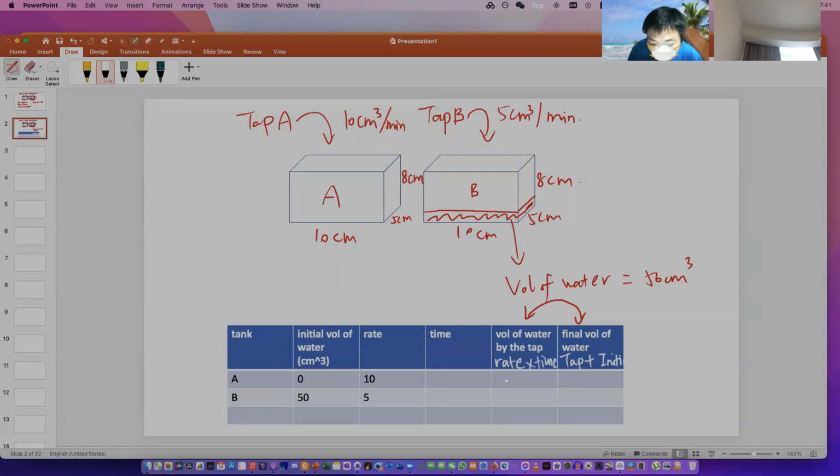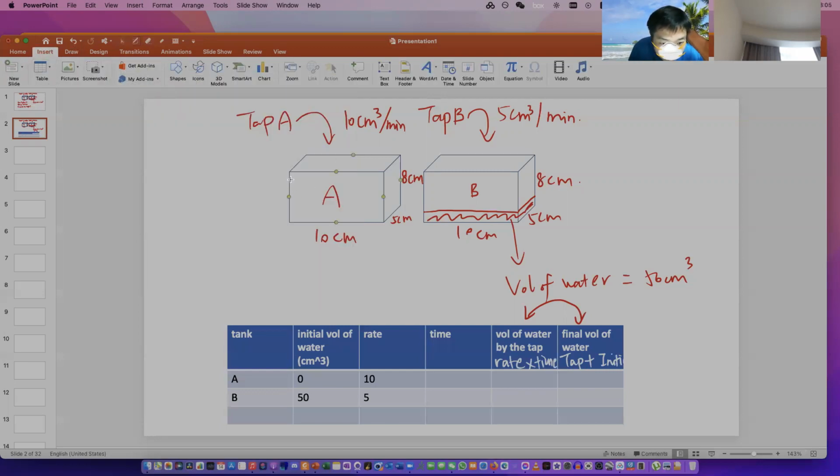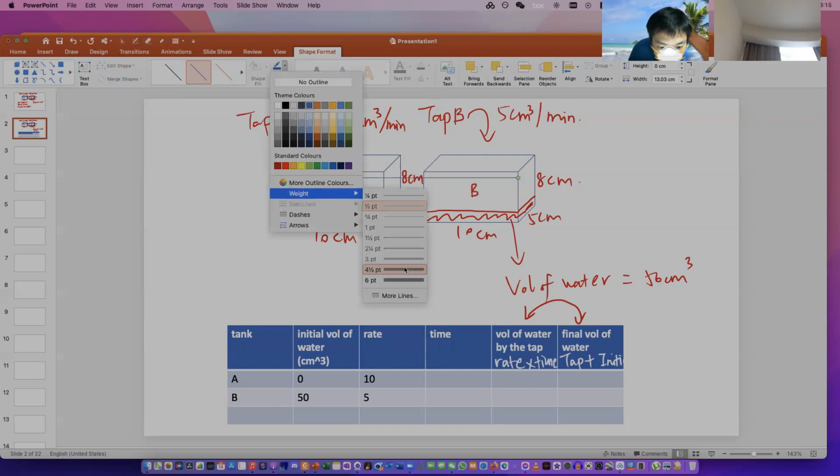Okay, so I hope you can see these two headings. They are given by two different formulas. So the volume of water by the tap is rate times the time. Now the question is, how long does it take for both tanks to reach the same height? If you want to draw it out, let's say they will reach the same height. This is what you can actually draw on the diagram.